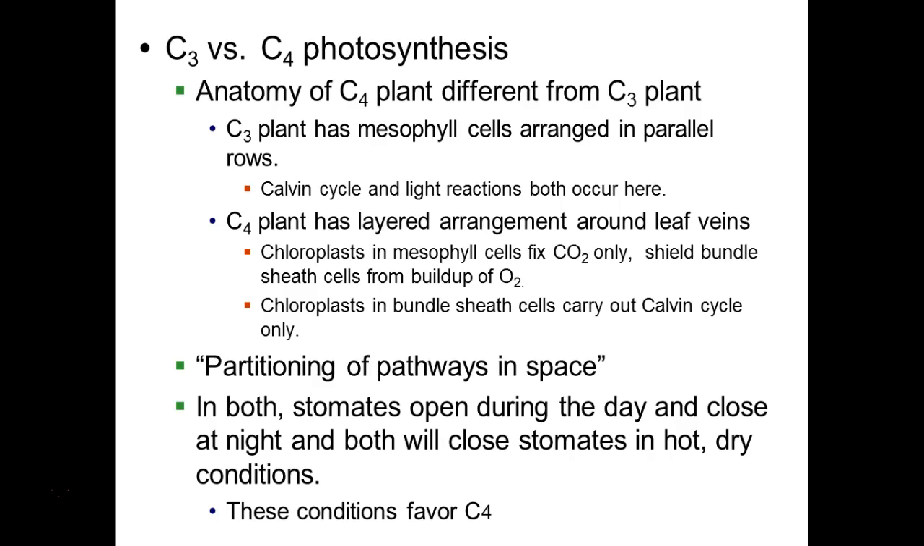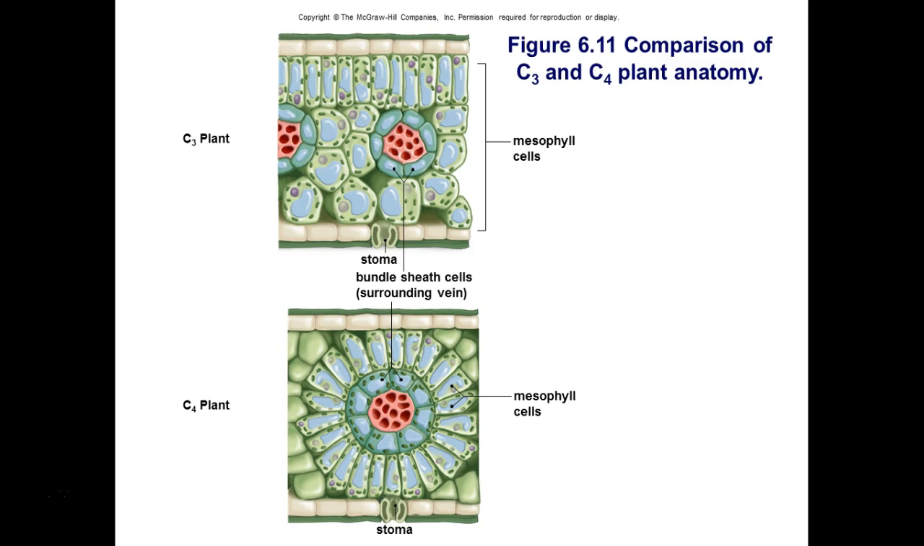But the C4 plant gets around that because the oxygen stays away. The bundle sheath cells are shielded from the buildup of oxygen. So when we have a hot, dry climate, the conditions are going to favor C4 photosynthesis.